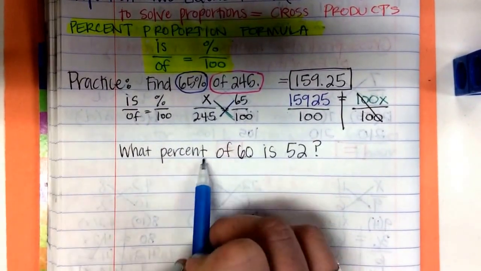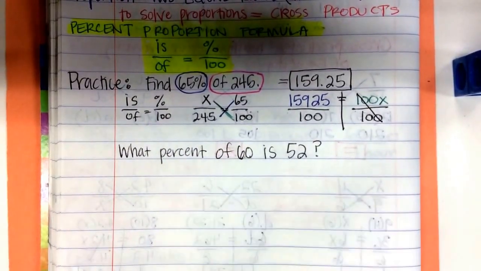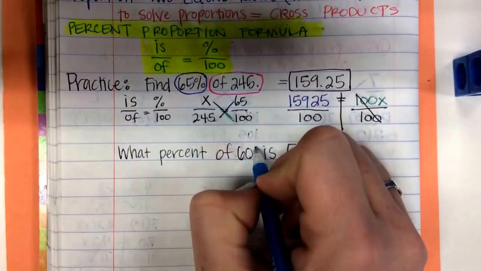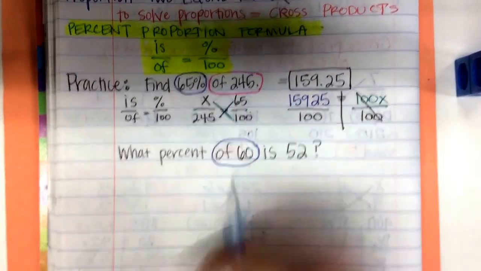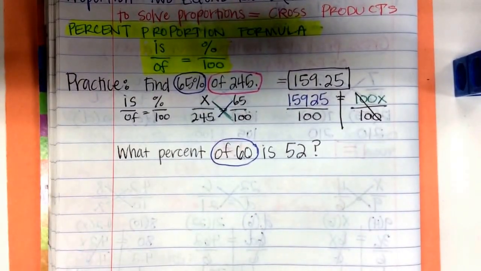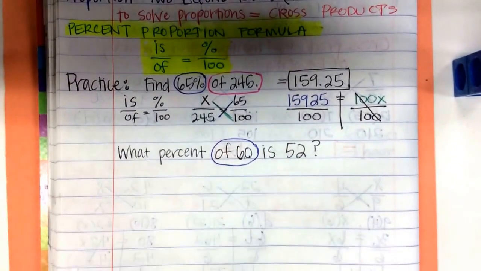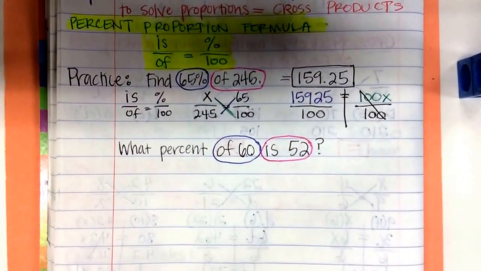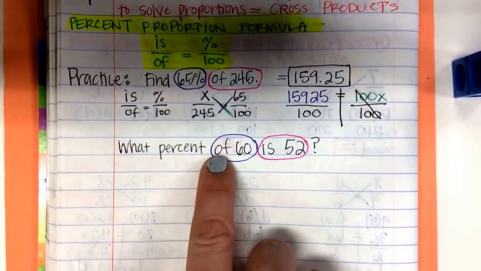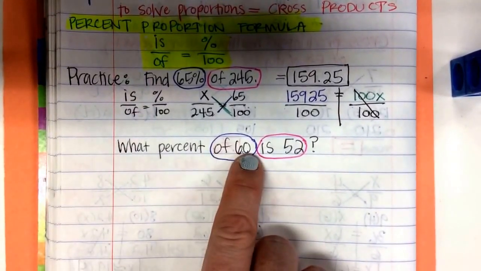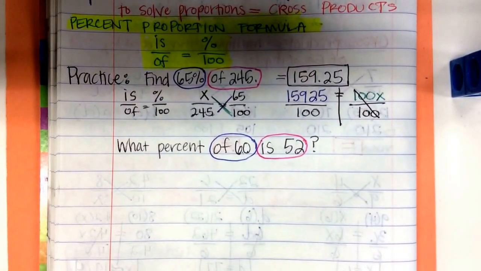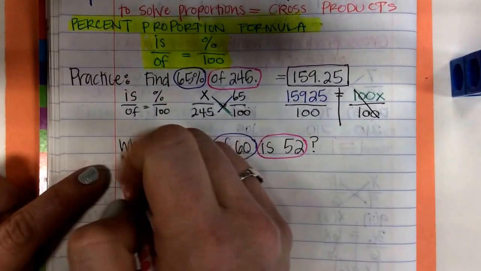What percent of 60 is 52? Where do you think 60 is going to go? In the of, because of 60 goes together. Because what does 52 belong to? Is. The word is tends to be in front of the number it belongs to. All right, so again, I'm going to write down is over of equals percent over 100 so we can see where they all go.